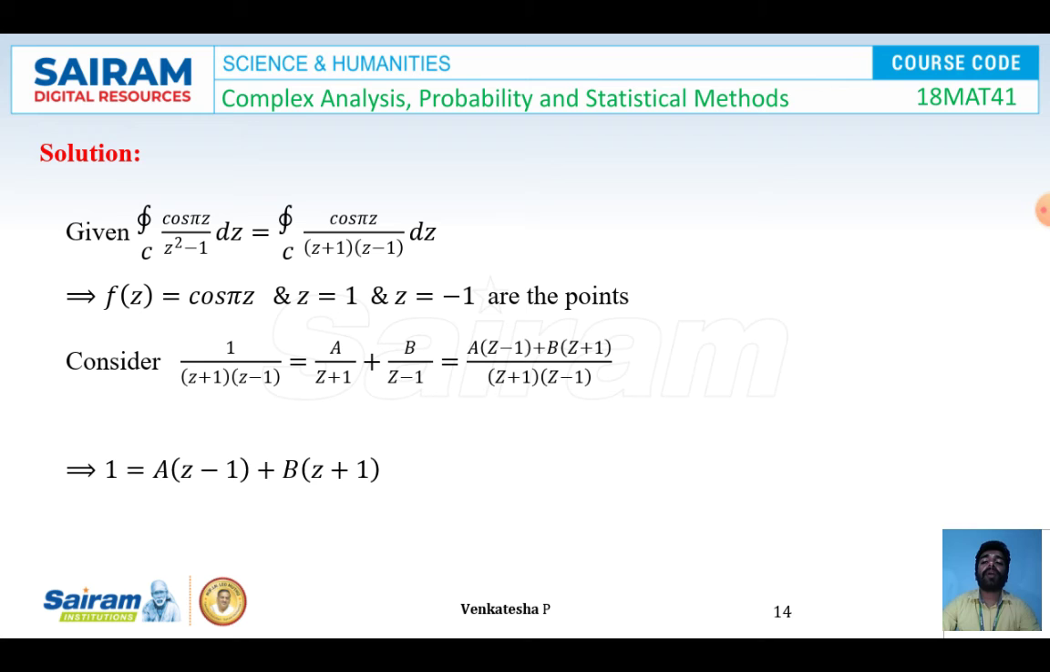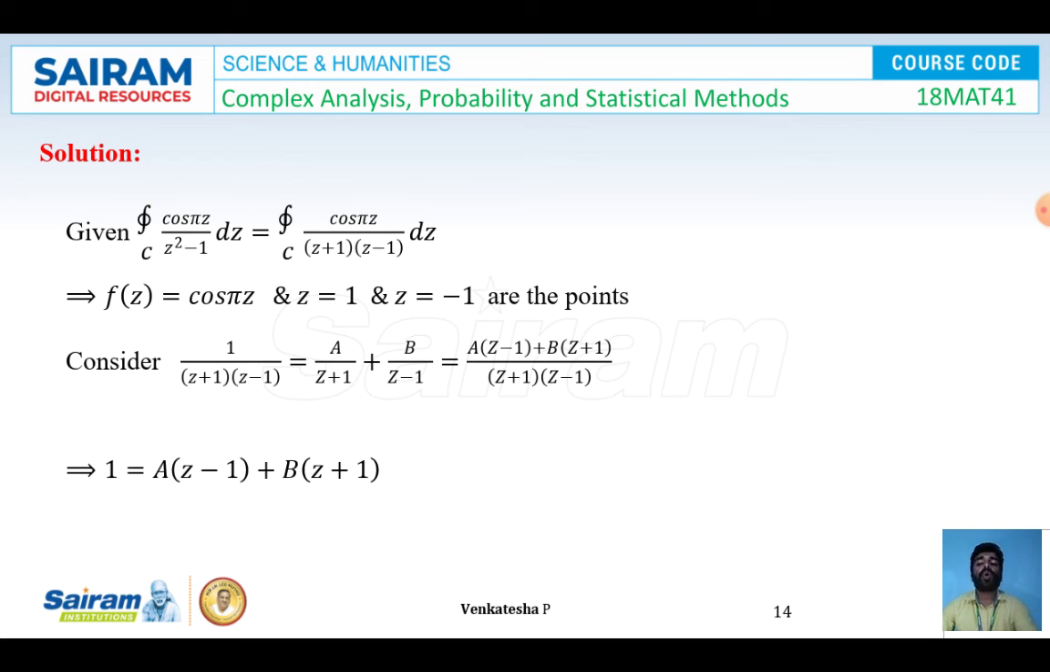So now by comparing this equation with the formula, we can take that the function f of z is cos pi z and the points are 2 points here. One point is z is equal to 1 and one more is z is equal to minus 1. By equating these points to 0, that is by taking z plus 1 is equal to 0 and z minus 1 as 0, we will be getting z is equal to 1 and z is equal to minus 1. So now I am going to expand the equation first by using the partial fraction method.